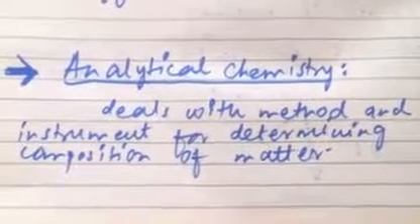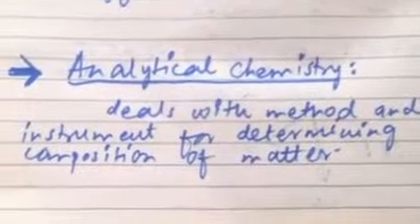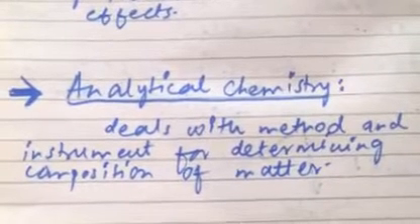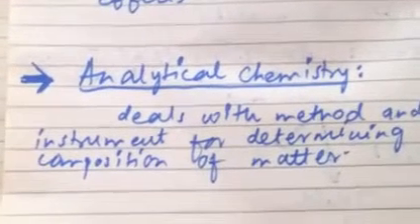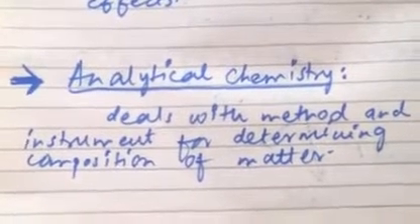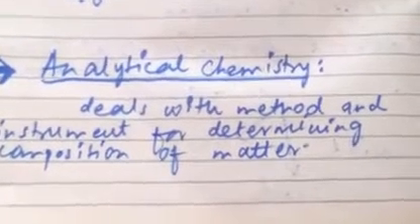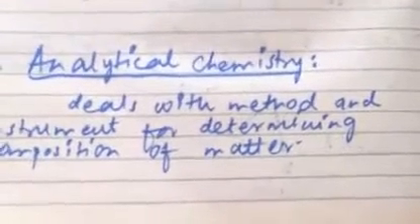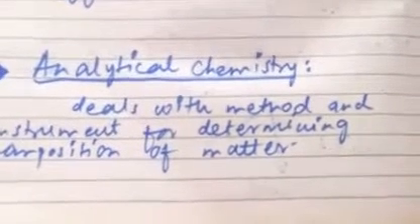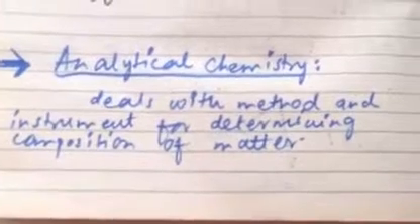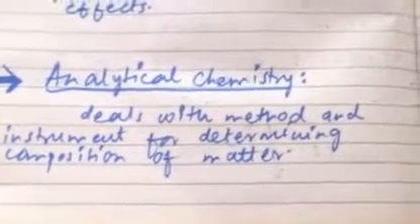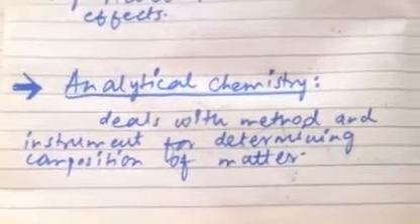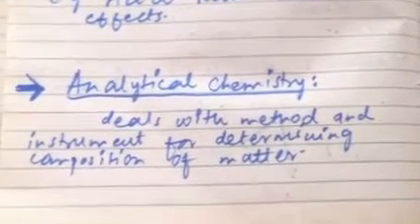And the last one is analytical chemistry, in which we deal with the methods and instruments for determining the composition of matter. This is basically the branch in which we mostly do laboratory work: how different chemicals are combined, how different elements are combined to form a new compound, what instruments are needed, what their physical state should be, what their chemical state should be. So simply we can say method and instrument. Method means the way to do an experiment, and what are the instruments involved in that experiment, and we deal with the methods and instruments for determining the composition of matter.